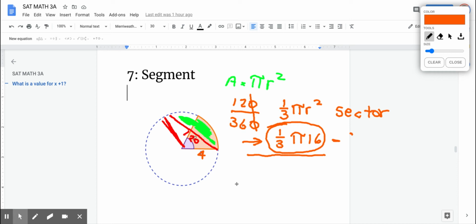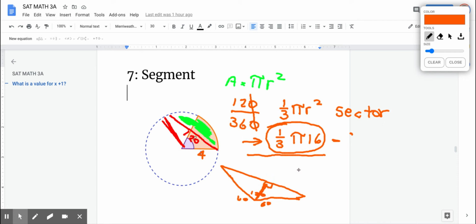So to get the segment, we have our triangle. Let's just make a triangle here. And we know that it's 120. This is 120. And if we cut the triangle in half, then we'll have 60 and 60. We'll have 60 here, 60 there as far as the degrees. And then if we cut it in half, we also have a right triangle.